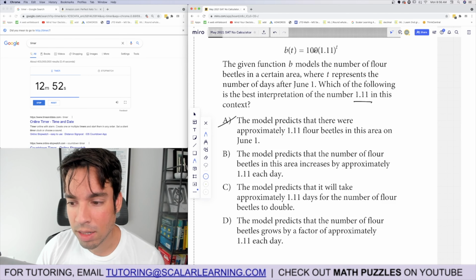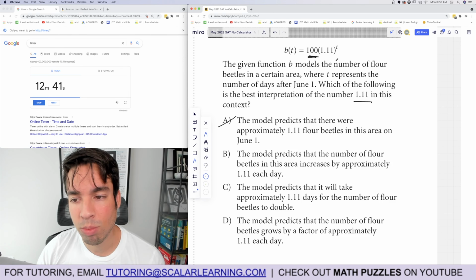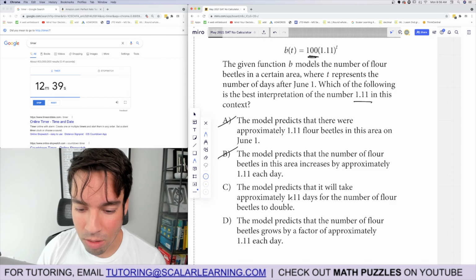The model predicts that the number of flower beetles in this area increased by approximately 1.11 each day. This would be great if it was a linear equation. We'd be adding 1.11. It's not. C, the model predicts that it will take approximately 1.11 days for, no, that doesn't make any sense.